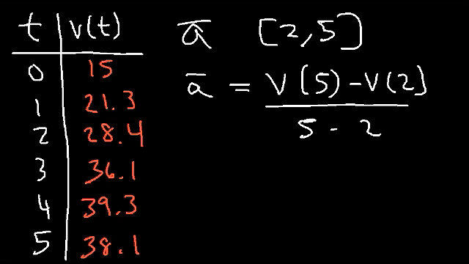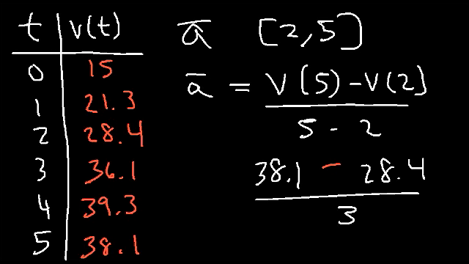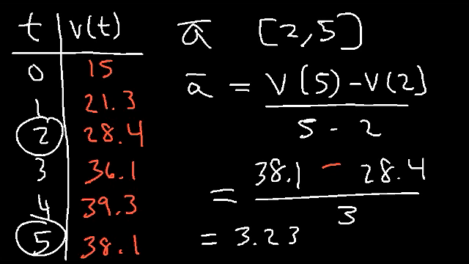The velocity at 5 is 38.1, and the velocity at 2 is 28.4, divided by 3. So this time, let's use a calculator. 38.1 minus 28.4, that's about 9.7. And if you divide it by 3, you should get 3.23. So that is the average acceleration between t equals 2 and t equals 5.